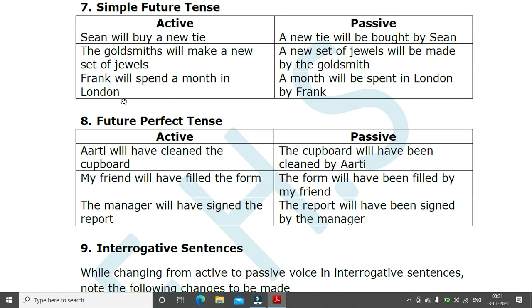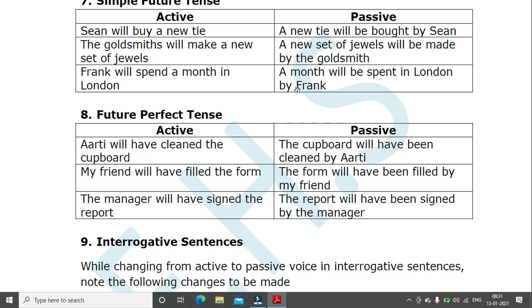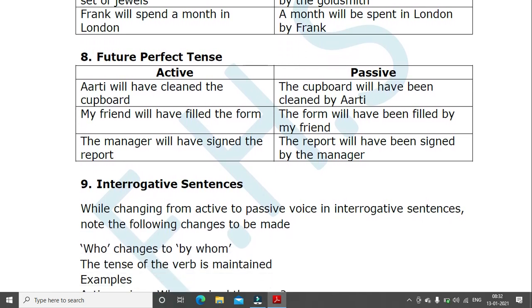Okay. Next one. Arti will, a future perfect tense. Arti will have cleaned the cupboard. So will have cleaned, this is your whole verb. Who will clean? Arti. So you start with the cupboard. The cupboard will have, I told you perfect tense always has have, had. The cupboard will have been cleaned by Arti.